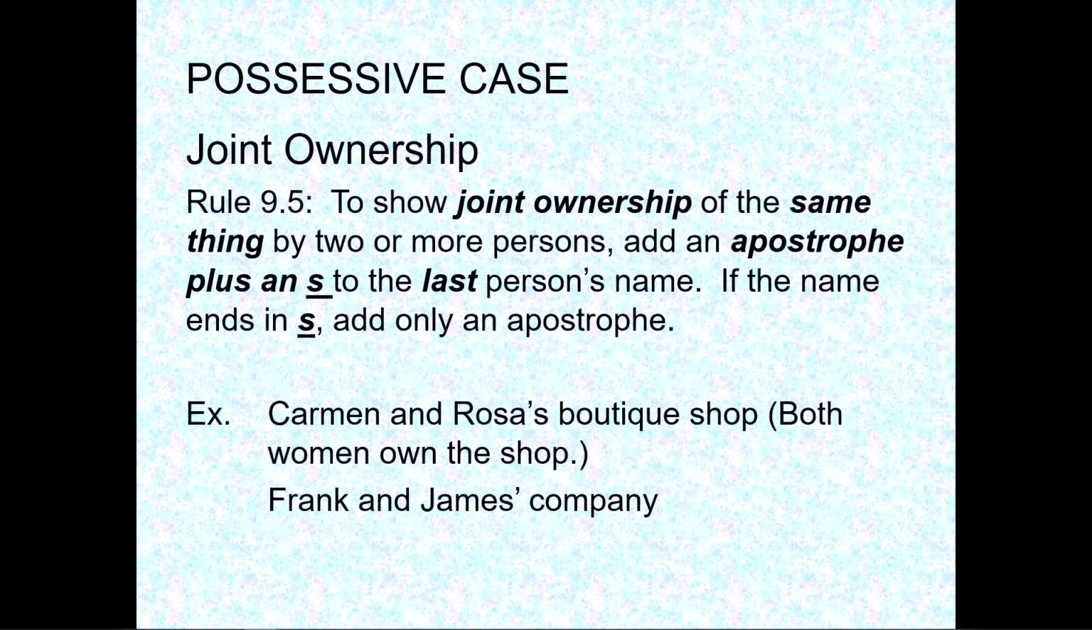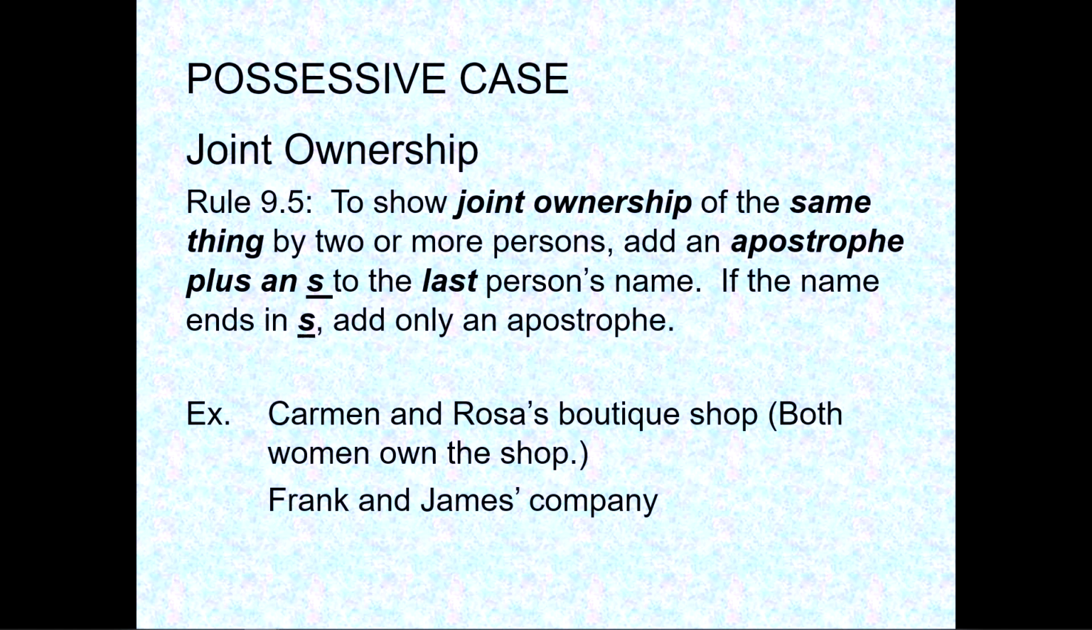So here we go. This is 9.5, joint ownership. To show joint ownership of the same thing by two or more persons, add an apostrophe plus an S to the last person's name. If the name ends in S, add only an apostrophe. Okay? You do not put the apostrophe S or the possessive on both.